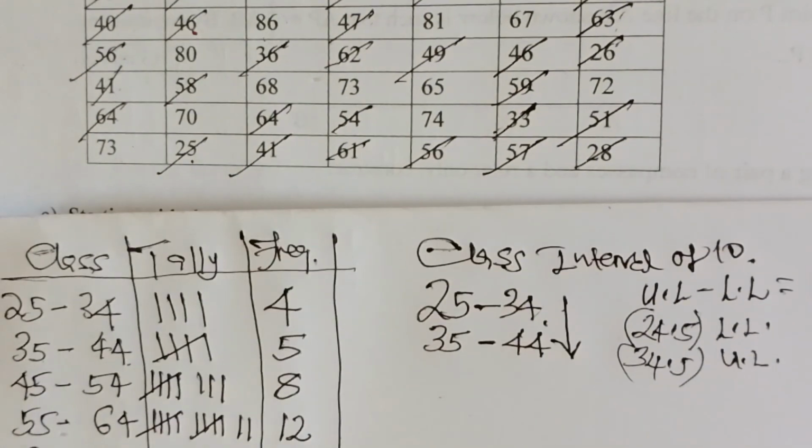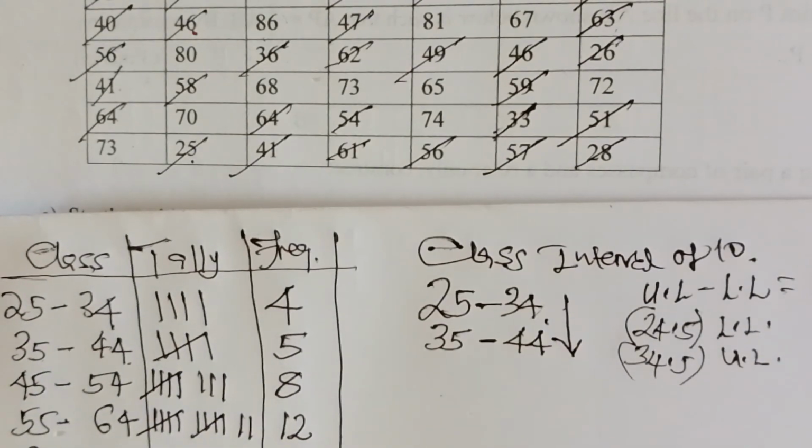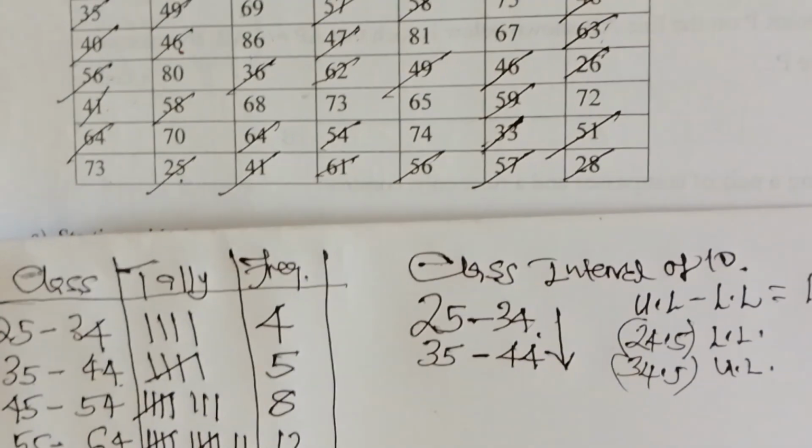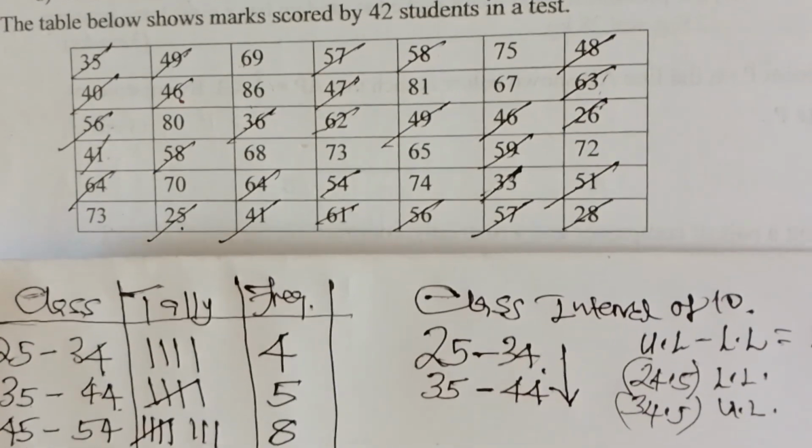Between 65 and 74, we go now for 65 and 74.